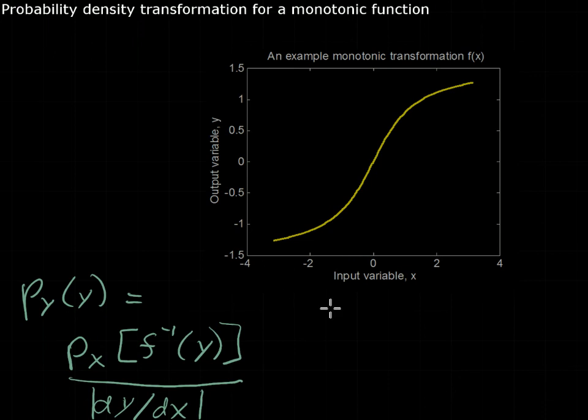So let's consider an example distribution p sub x of x and see, qualitatively at least, how that maps into y. Again, for a uniformly distributed p of x, you basically expect p of y to reflect the magnitude of that derivative as that uniform density maps into y. We'll see that shortly.